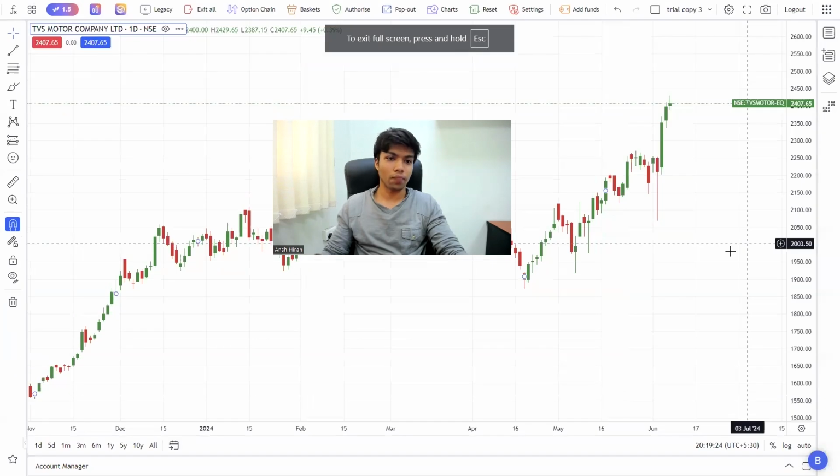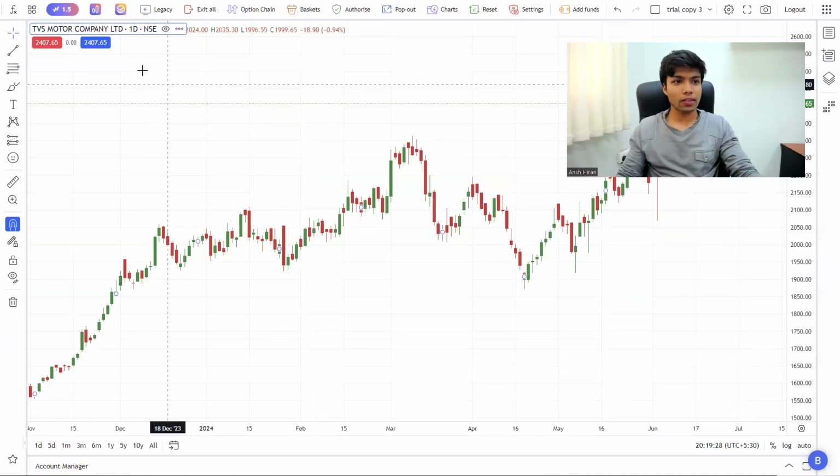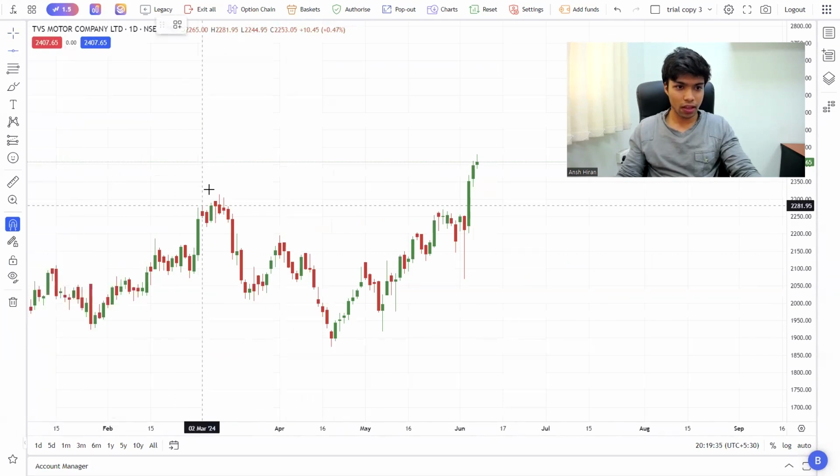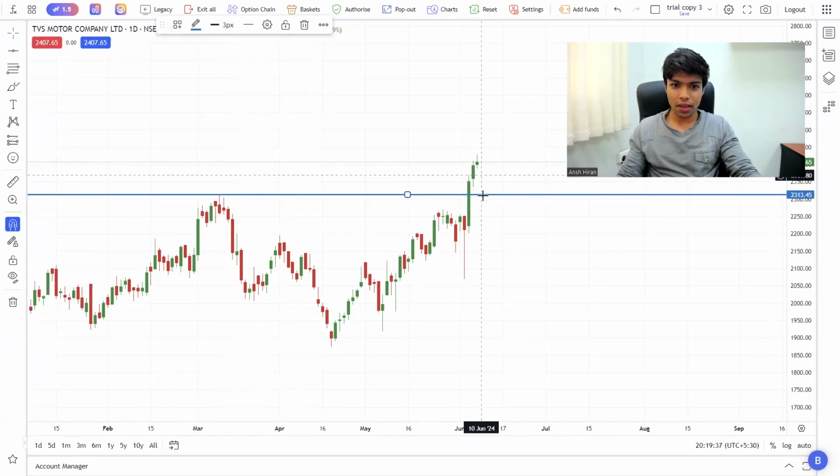Let's make it full screen. Okay, all right. So this is a normal chart. This is any random chart. Let's say TVS Motor Company. What can you see right now, by the way? Can you see something like this? Previous high. Okay, previous high being broken up, like it's getting a strong breakout.